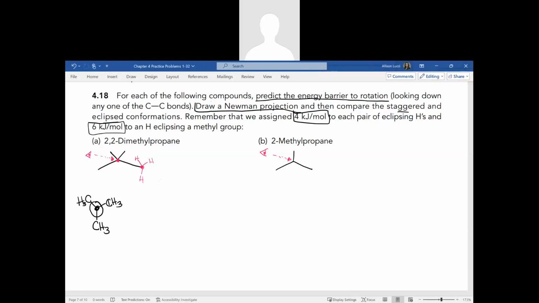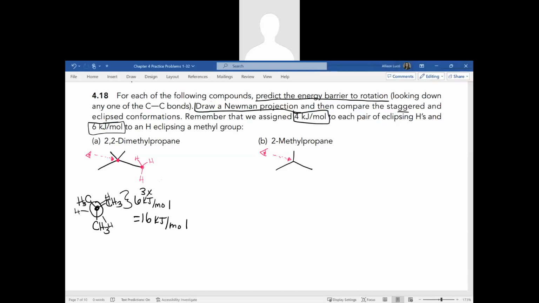For this Newman projection, we're going to have our eclipsing structure. We have a hydrogen, then this hydrogen will be slightly below, and this hydrogen slightly over here. So this is our eclipsing Newman projection, and we know that for every hydrogen and methyl eclipse, we would have 6 kilojoules per mole. So the total energy barrier to rotation would equal 3 times this, or 18 kilojoules per mole.